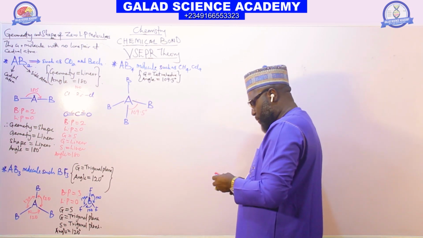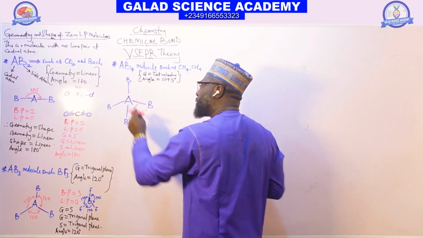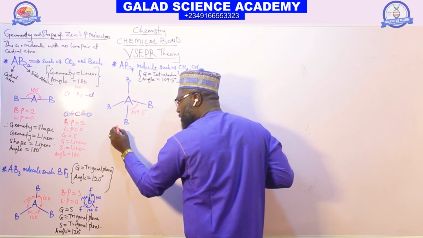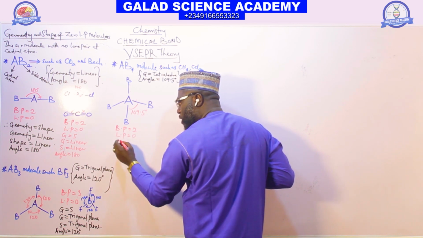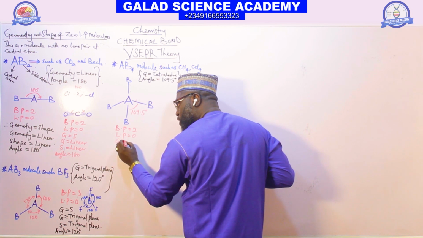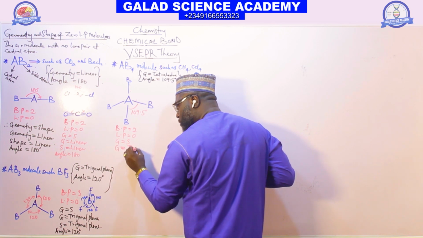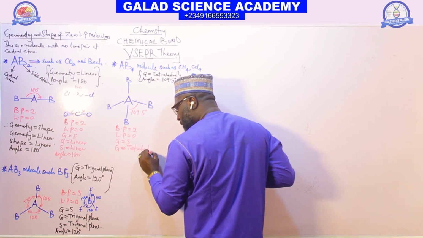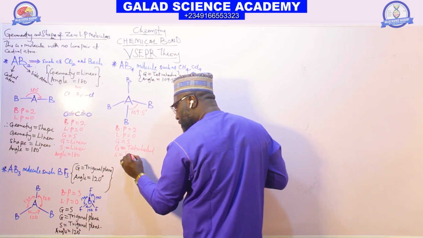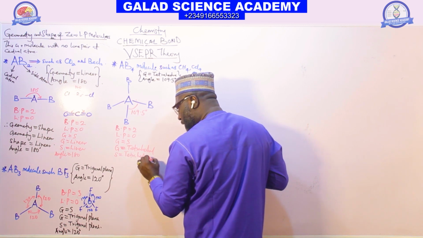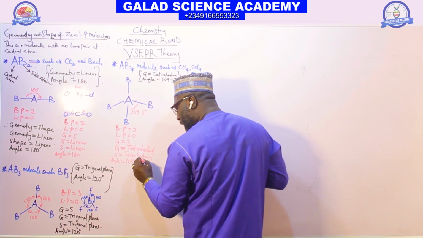And look at the shape now. The number of bond pairs is 1, 2, 3, 4. Bond pair is 4. Lone pair of electrons is 0. Since lone pair is 0, geometry is equal to shape. Geometry is tetrahedral, and the shape is also tetrahedral. And the angle is 109.5 degrees.